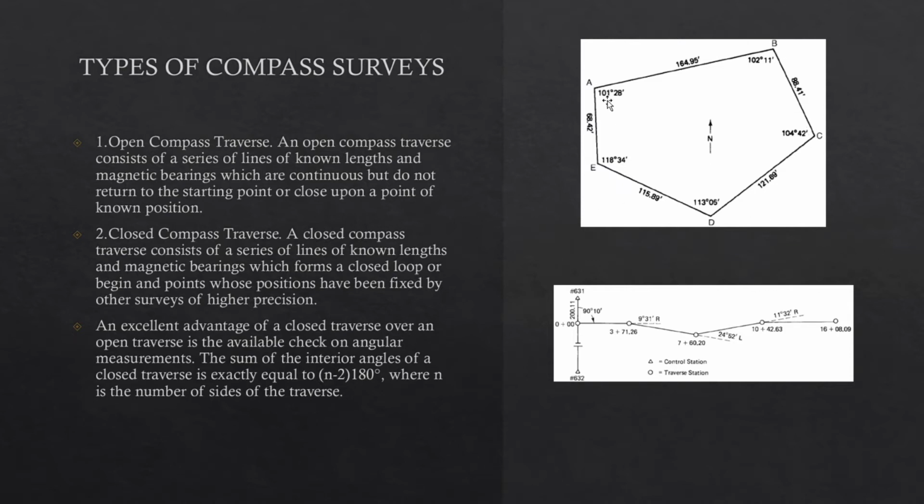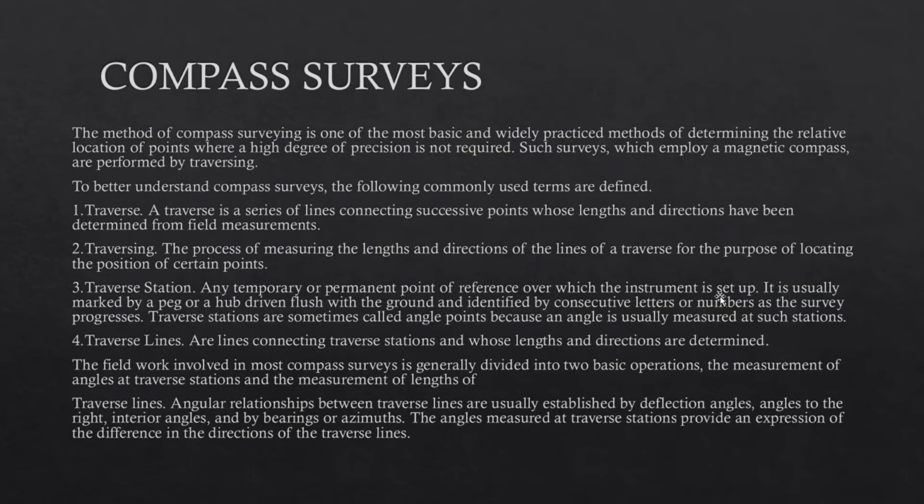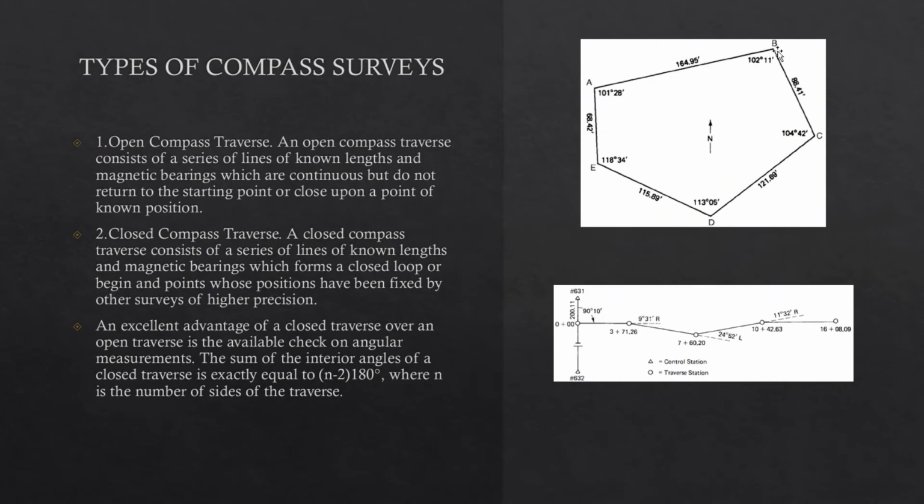So, sabi, usually angle points siya kasi yun nga, may angles dun sa mga points na yan. So, tulad din ito, may angles dun sa points na yun. So, dun nakukuha yung direction. Okay. So, number 4, traverse lines are lines connecting traverse stations, whose lengths and directions are determined. So, ito yun, traverse line.